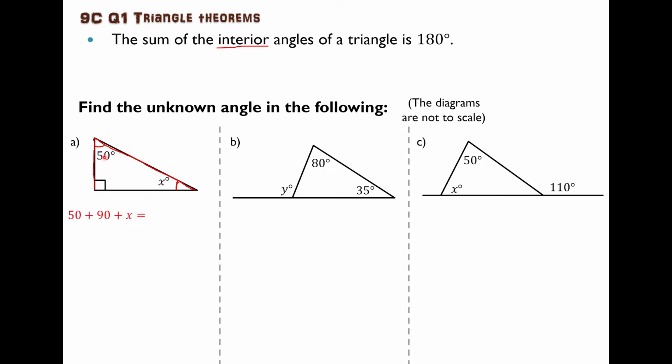So if I add those together, 50 plus 90 plus x, the order doesn't matter, I get 180. Now I've got an algebraic equation, so I can solve it. I like to move my letter terms to the left and my number terms to the right. This 50 is a number term, so that will go on the right. It was positive 50, now it will be negative 50. This plus 90, again, is a number term, so that will go to the right. It was positive 90, now it will be negative 90.